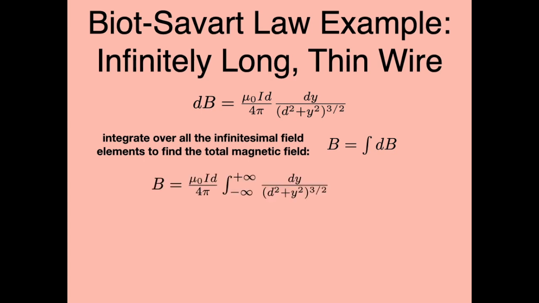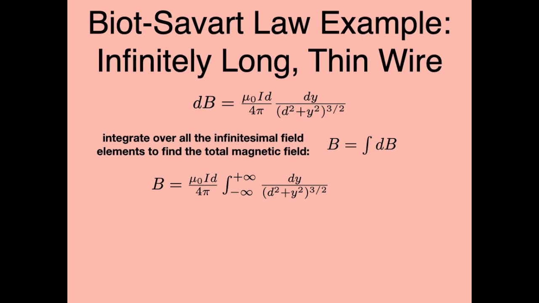In this integral, I'm going to pull out the constants mu naught I times d over 4 pi, just like we said before. Those are constant. And what variable am I integrating over? Well, I'm integrating over y. And since my wire is infinitely long, that means my limits of integration are going to go from y equals minus infinity to y equals infinity. That's the integral I need to do.